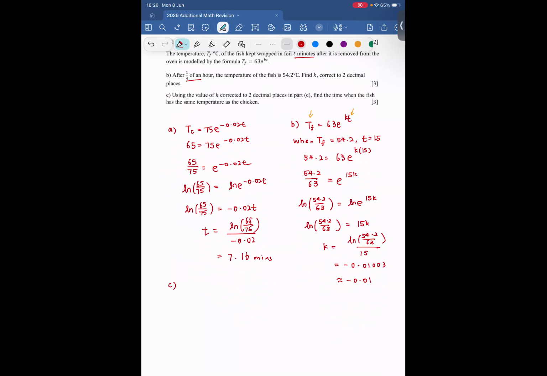Okay, part C, using the value of K corrected to 2 decimal in part B, find the time when the fish and the chicken has same temperature. So chicken and fish same temperature means TC equals to TF. TC is 75 e to the power negative 0.02 T. TF is 63 e to the power of negative 0.01 T.